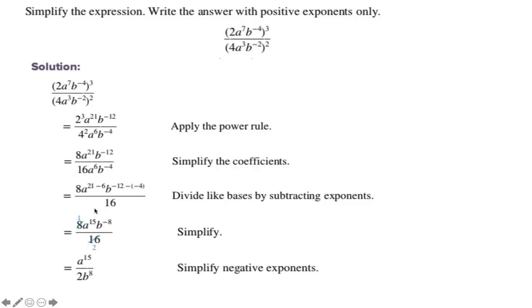So simplifying, we can simplify the coefficient. 8 and 16 becomes 1/2. And then 21 minus 6 is 15. Negative 12 minus negative 4 becomes a positive 4, which makes this negative 8. And then again, to make everything positive, the b to the negative 8 goes down to the bottom, becomes b to the 8. And then there's our final answer. So again, please make sure you look over this carefully.